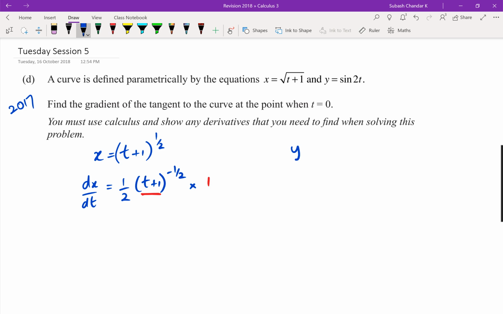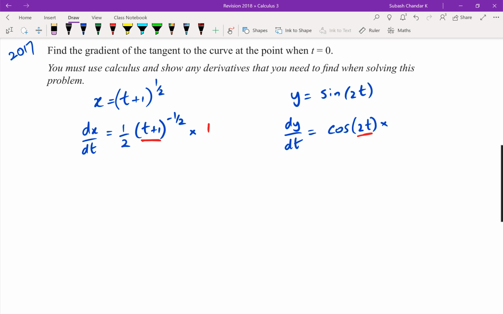Then on this side I've got y is equal to sine of 2t. So dy/dt is going to be, differentiation of sine is cos. So I've got cos of 2t, and that's multiplied by the differentiation of whatever's inside the bracket. In this case, it's 2. So I've got dy/dt, I've got dx/dt.